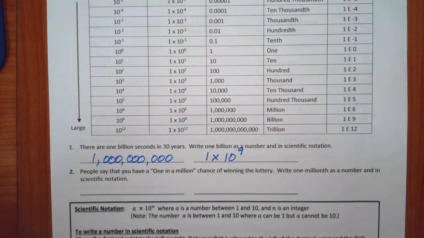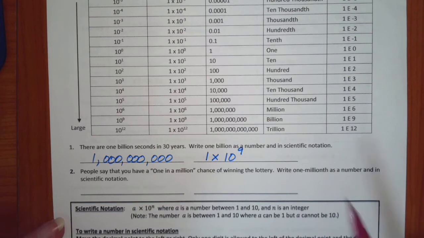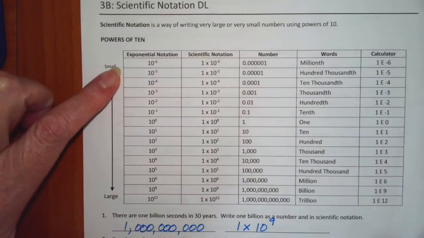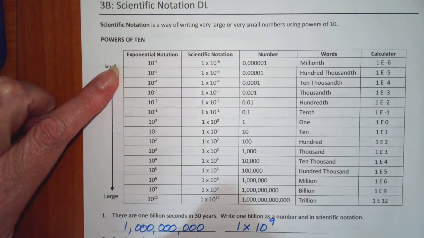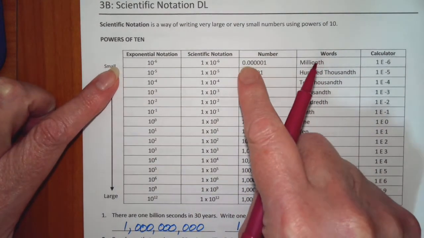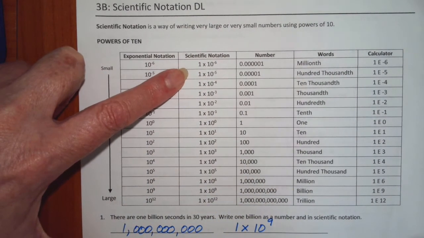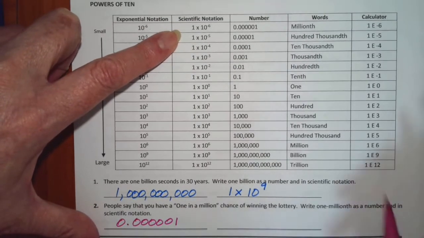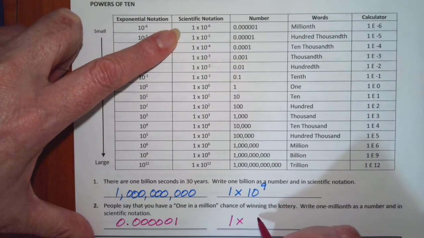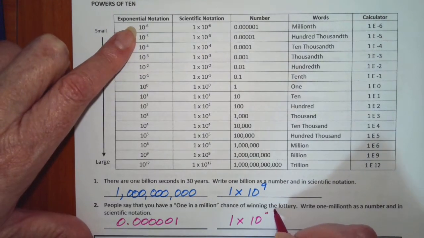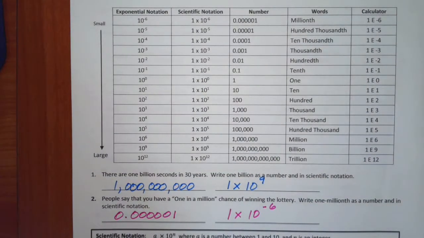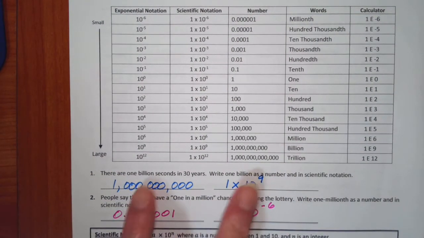If someone says you have a 1 in a million chance of winning the lottery, that means your chances would be 1 millionth. So let's look at 1 millionth and write it as a number. I have 1, 2, 3, 4, 5 zeros and a 1. If I write it in scientific notation, that becomes 1 times 10 to the negative 6. These are equivalent.